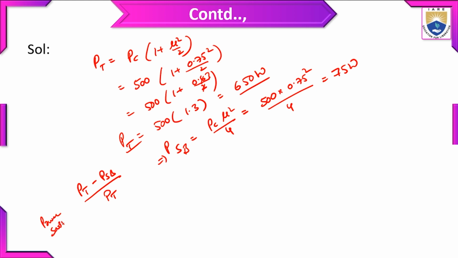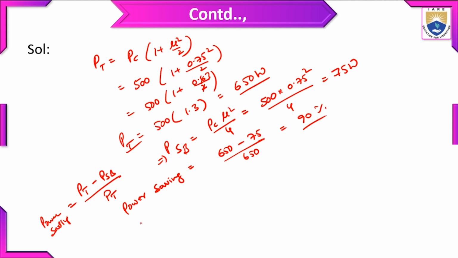Power saving. We know the PT, we know the PSB. So just substitute. Power saving is equal to PT 650 watts minus 75 divided by 650. So how much power is saved? 90%. This is 90%.